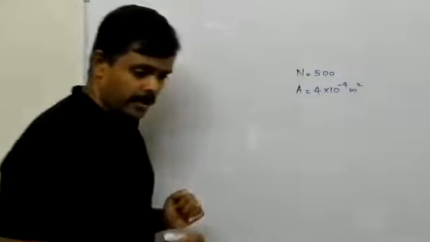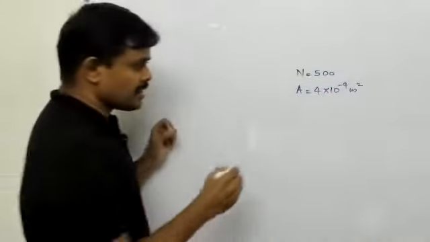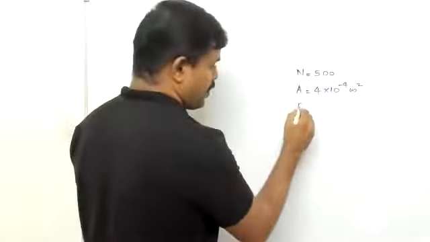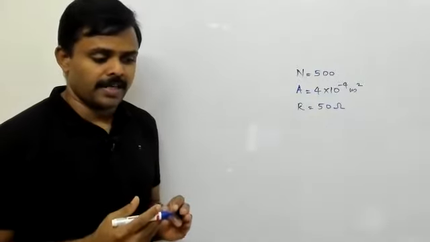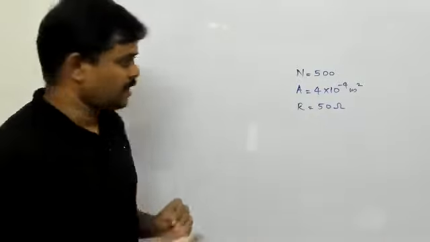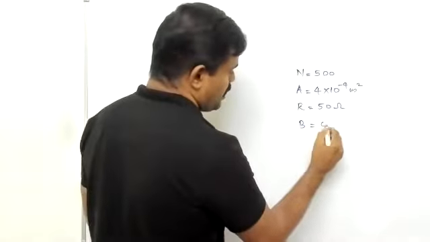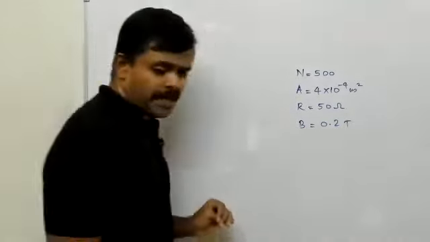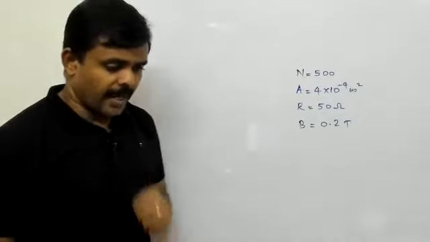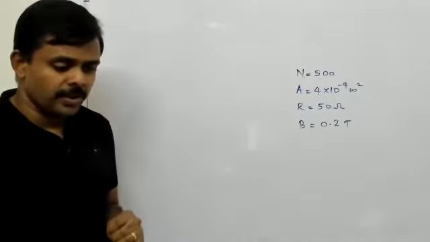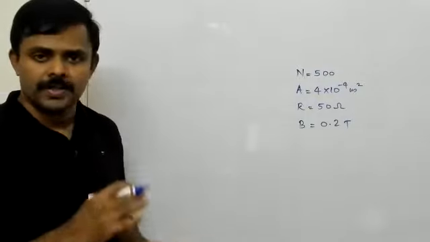Area is given, 4 into 10 power minus 4, and has a resistance of 50 ohm. Resistance is given, 50 ohm. It is kept with its plane perpendicular to a uniform magnetic field of 0.2 Tesla. So the magnetic field is also given, 0.2 Tesla. Weber per meter square is the same as Tesla. Calculate the amount of charge flowing through the coil when it is turned over.